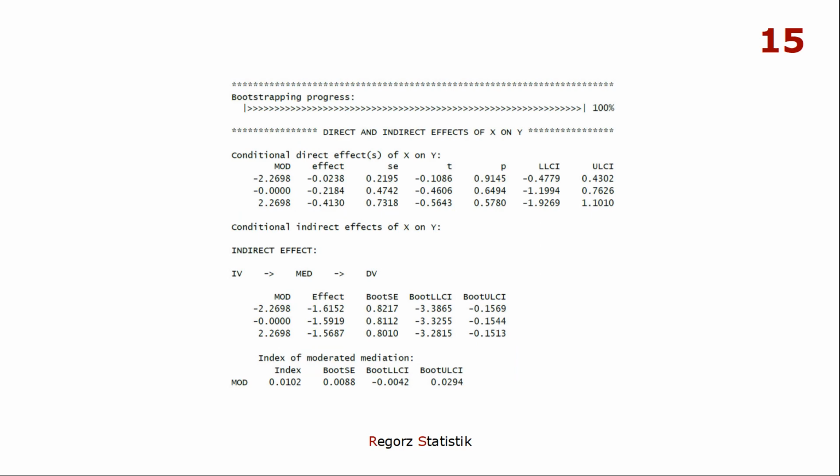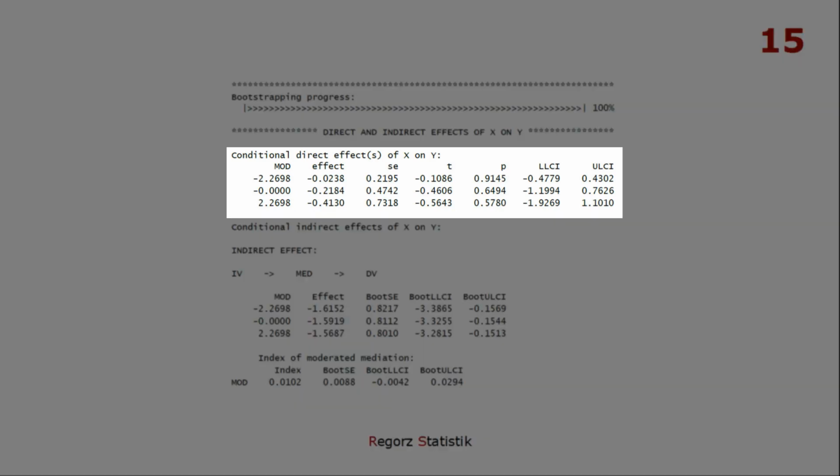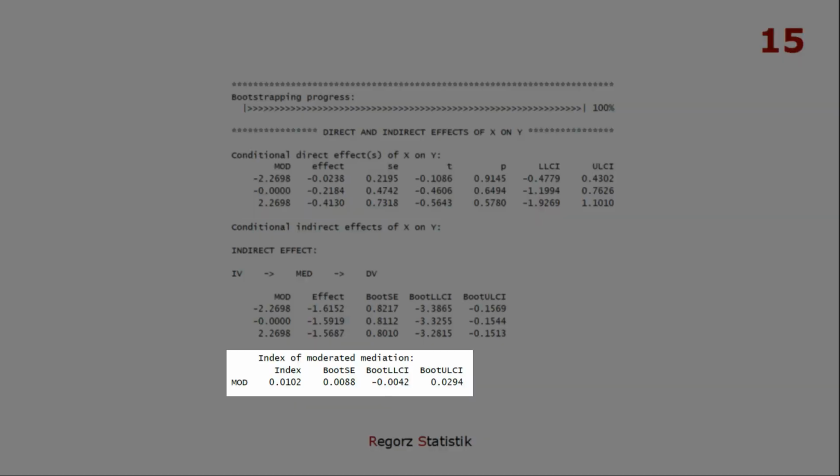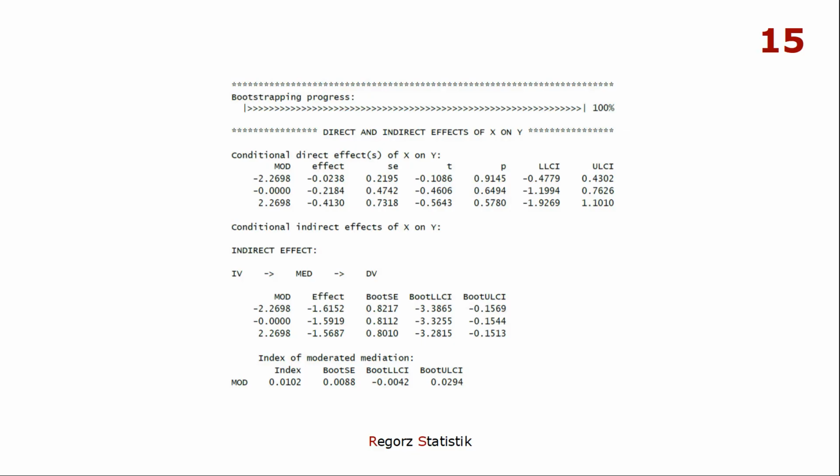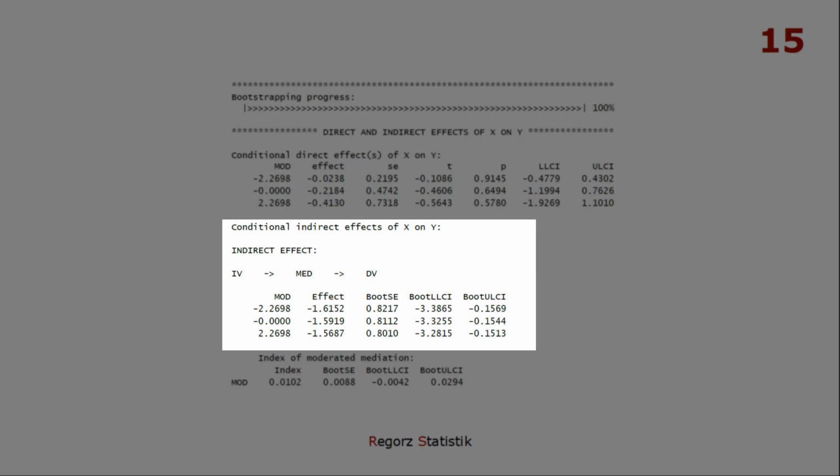And again, to the key part of the output, the conditional direct effects, the index of moderated mediation, which is not significant in this case. So we don't have a moderated mediation with a moderation of the B path. And since the index of moderated mediation isn't significant, we shouldn't really interpret the conditional indirect effects.